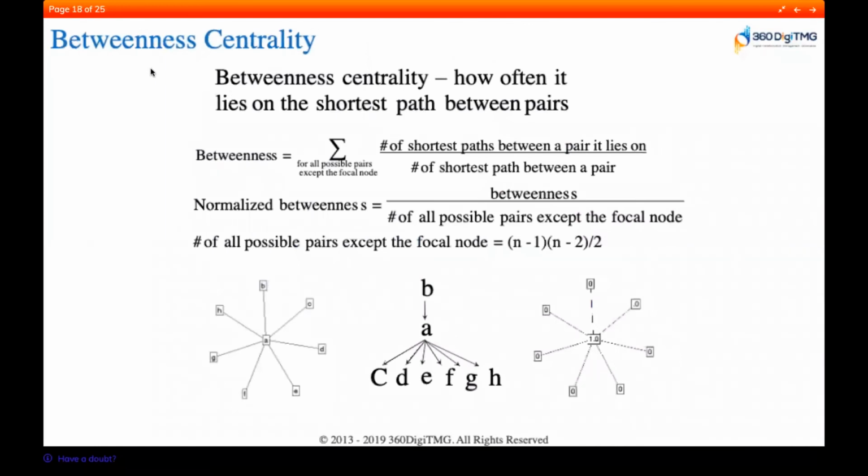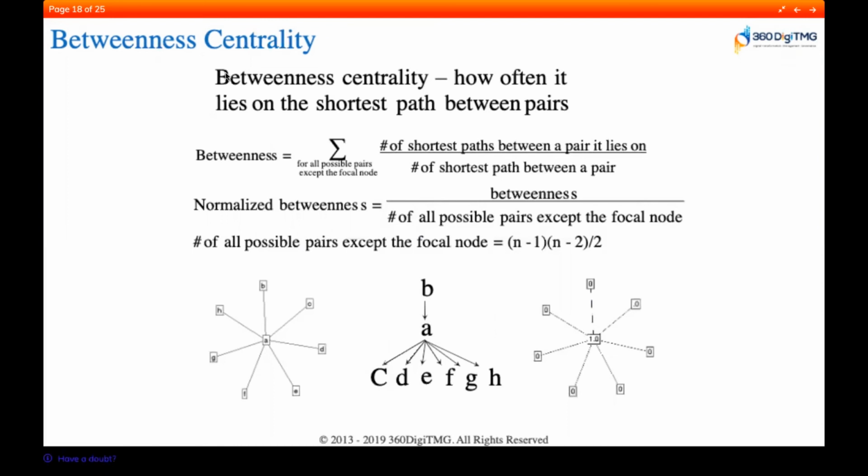The next parameter, the third parameter, is something called betweenness centrality. What is betweenness centrality? It basically says how often a node lies in between connecting two people, right? It is calculated as the number of shortest paths between a pair that it lies on over the number of shortest paths between a pair. What exactly does that mean? Let us take an example. So I have a network and measure betweenness centrality for node 4 here.